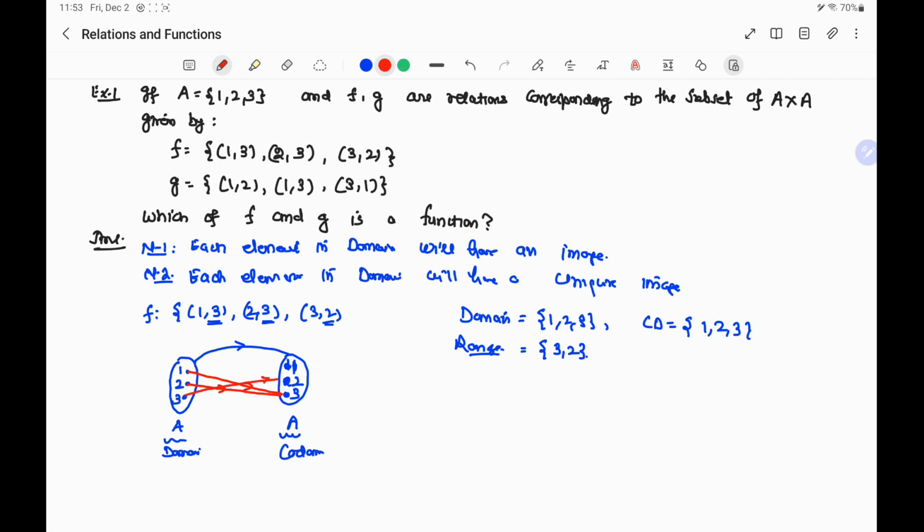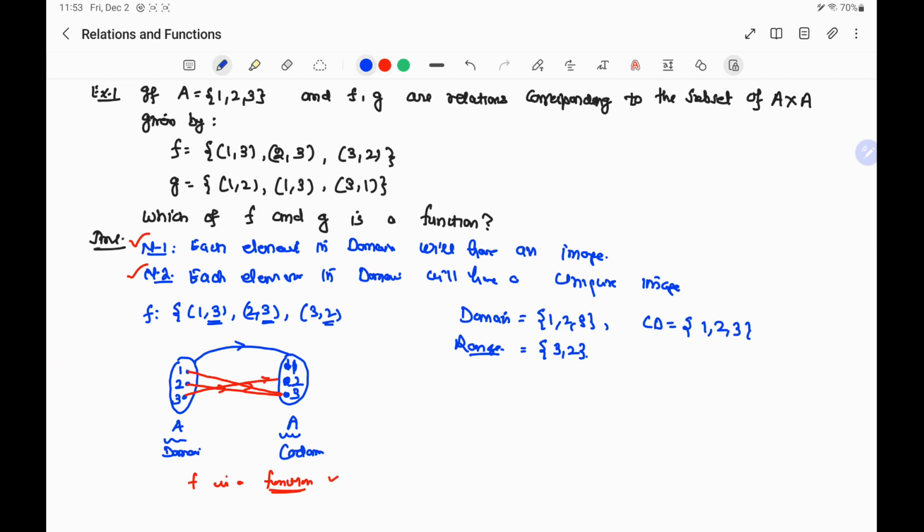So from the diagram, we see that every element of domain has some unique image. So the second point is satisfied, and all elements of the domain have some images. So the first point is also satisfied. Therefore, f is a function.